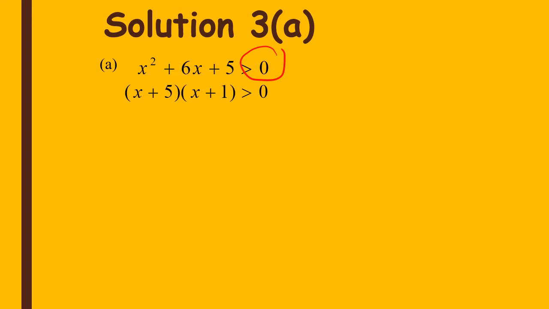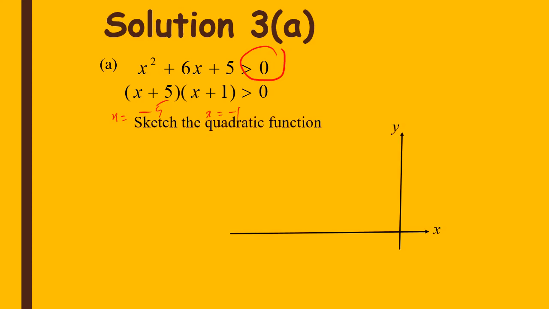So we will know the values of our p and q. What are our p and q? It should be negative 5, because x equals negative 5 here, and negative 1. So we should sketch the graph. Make sure we know the value of a. What is the value of a? It's a positive 1, right? So it should be a smile graph. So this is our graph with the values of negative 5, negative 1. So these are our roots.